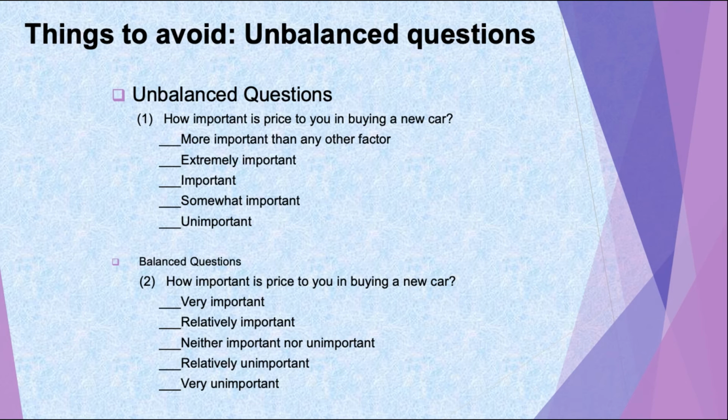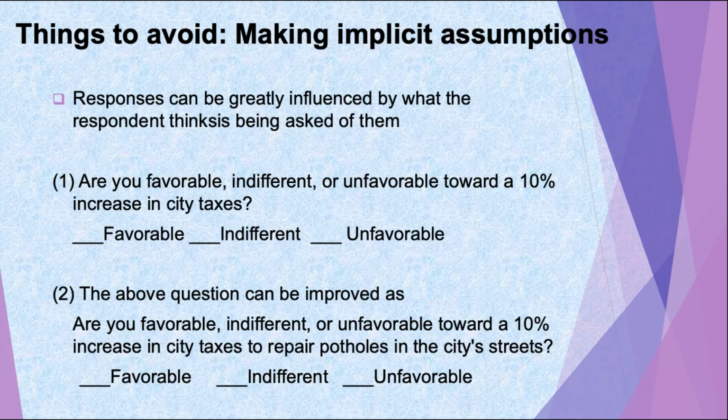Then another one is the unbalanced question. So, for example, how important is price to you in buying your car? And you can see more important than after extremely important, then somewhat important and important. You can see the categories are not really well sequenced and balanced. So the balanced question should be: how important is the price to you in buying your car? Then you put very important, relatively important, neither important nor unimportant, then relatively unimportant, and very unimportant. So it follows the order. It is well balanced.